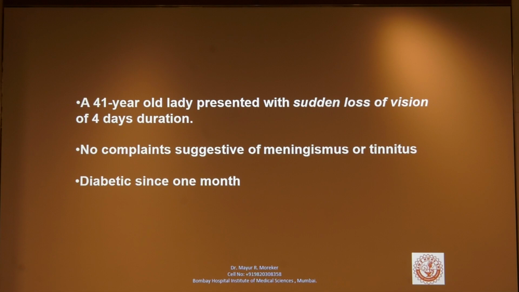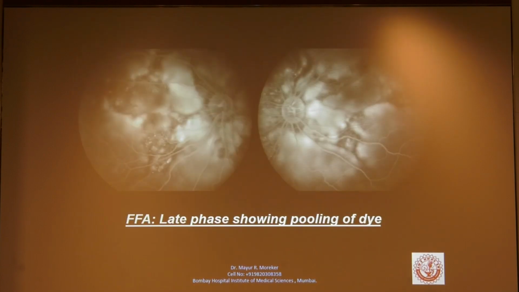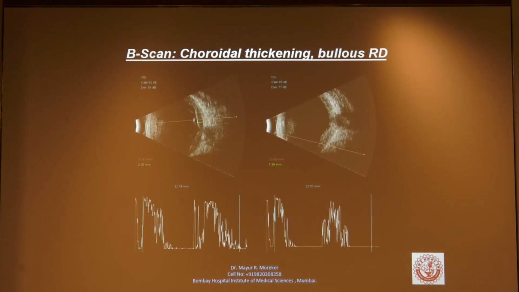A 41-year-old lady presented with sudden loss of vision, 4 days duration, no complaints suggesting meningismus or tinnitus, a diabetic on treatment. This is the fundus picture on presentation, and the FFA showing the various stages. I've just put the late stage over here, the late phase showing the pooling of the dye.